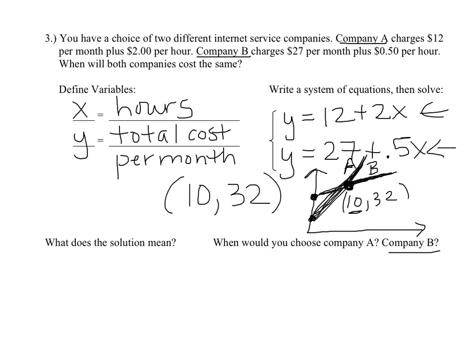Something tells me that most of y'all are going to choose company B because it's cheaper after 10 hours. The only reason anybody would choose company A is if they spend less than 10 hours a month on the internet. And this day and age, I'm pretty sure none of us do that. So company A would be the better choice if you spend more than 10 hours on the internet every month because it's cheaper after 10 hours.